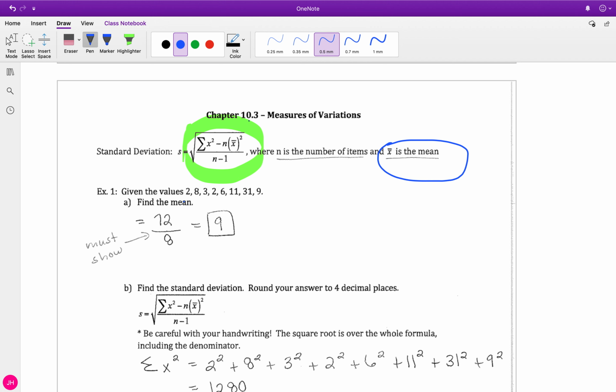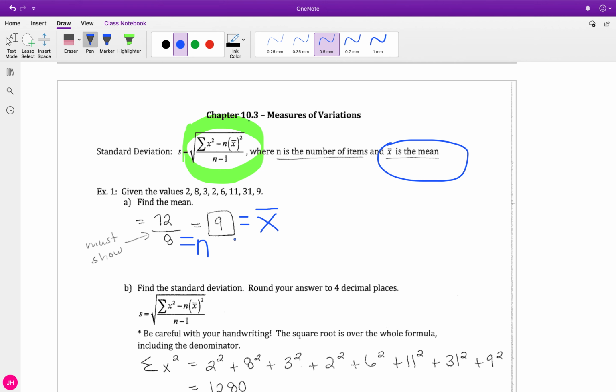The first thing we need to do is find the mean, just like we did in our previous video. So I'm going to add 2 plus 8 plus 3 plus 2 plus 6 plus 11 plus 31 plus 9. That gives me 72. And there are 1, 2, 3, 4, 5, 6, 7, 8. There are 8 items. So that's my N. 72 over 8 gives me 9. Exactly 9. I didn't round. That just gives me the exact answer. And I'm going to use the mean, so in my formula, that's the X with the bar on top.